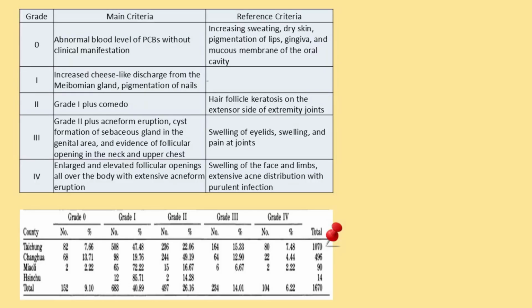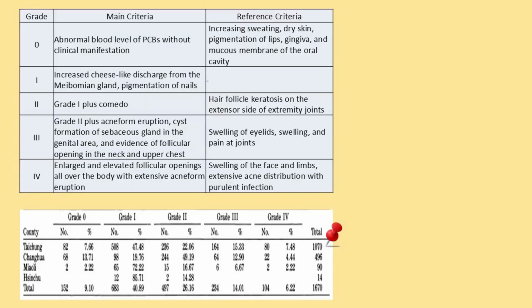The main criteria is abnormal blood level of PCBs without clinical manifestation, and the reference criteria is increasing sweating and dry skin, pigmentation of lips, gingiva, and mucous membrane of the oral cavity. So this is like grade 0. And we're going to the first grade.